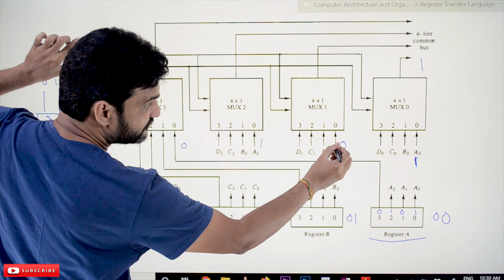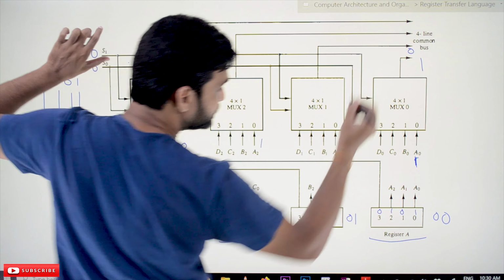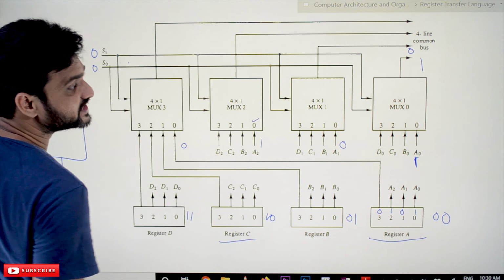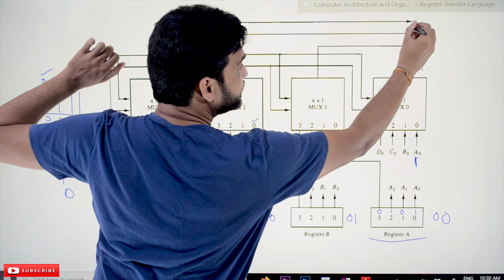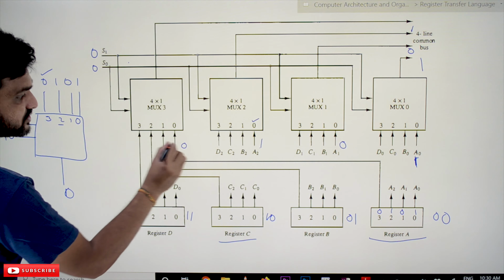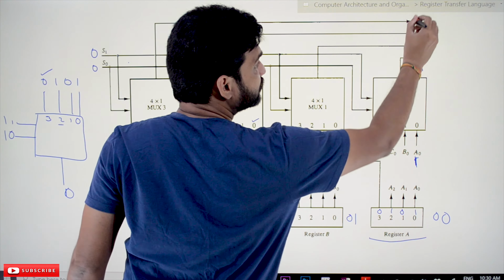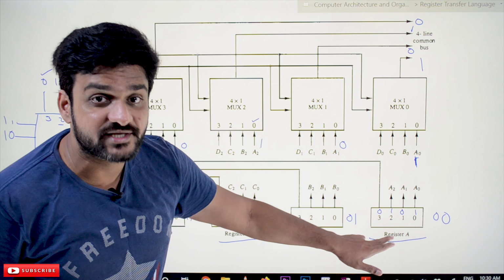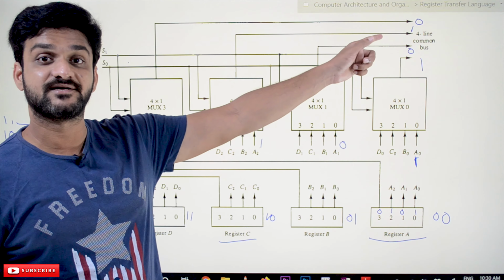Okay, and for this also the 0th input will get selected. So here the value will be 0. For this multiplexer also the 0th input will get selected. So what is the value that is there in 0th input? It is 1. And similarly for this multiplexer also the 0th input will get selected and the value here is 0. See here, the value on register A is now on the common bus.